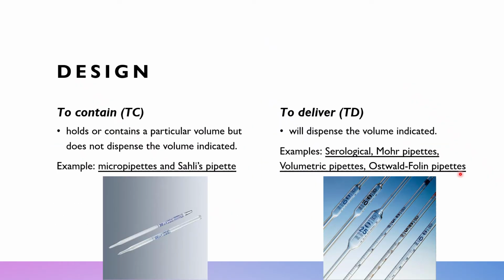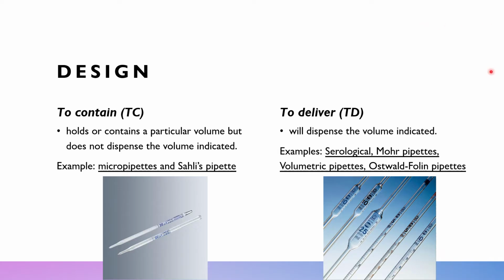Similar to many laboratory utensils, pipettes are designed either to contain or to deliver a particular volume of liquid. The major difference is the amount of liquid needed to wet the interior surface of the ware and the amount of any residual liquid left in the pipette tip.